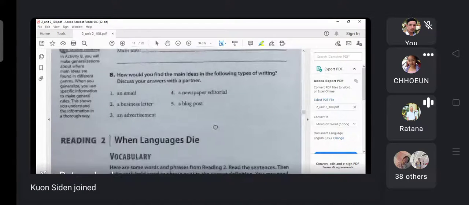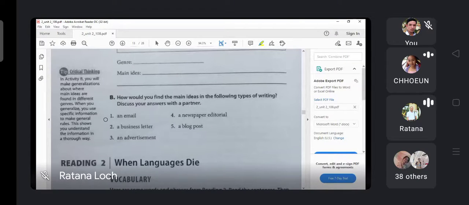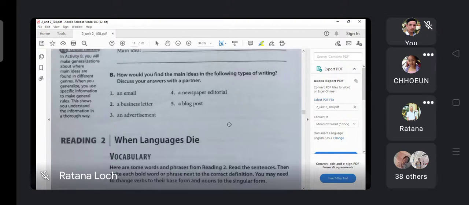Okay, so look at here a little bit. B, how would you find the main idea in the following kinds of writing? Discuss your answer with a partner. So, okay, I think that like email. Normally when you write an email to anyone, you have your topic, right, about what you want to email to that person or that organization, right? So I think that it is easy to find the main ideas in email.